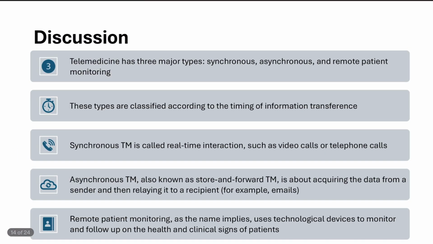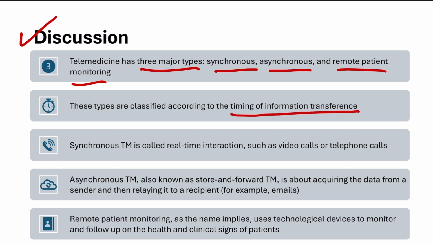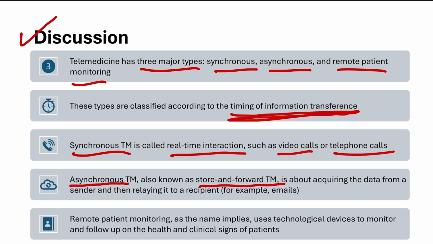Now let's come to the discussion of these particular articles. Telemedicine has three major types: synchronous, asynchronous, and remote patient monitoring. These types are classified according to the timing of information transfer. If it is transferred immediately, then it is synchronous telemedicine, which is called real-time interaction, basically done in the form of video calls or telephone calls. Asynchronous telemedicine is also known as store and forward TM. It is about acquiring the data from the sender and then relaying it to the recipient, basically in the form of emails.